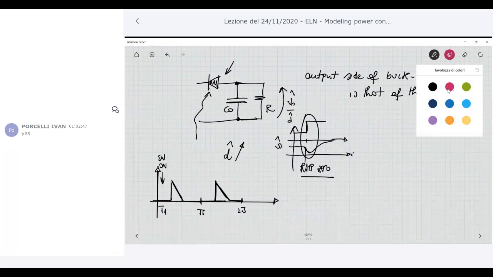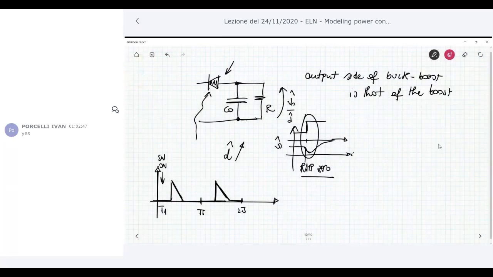decreasing and immediately raises the duty cycle in order to compensate this variation, because I want the output voltage V naught to be constant. So in order to do that, I have to enlarge the time interval in which the switch is on, and so I get another time interval. Now my T on is larger than before, because I increased the duty cycle.